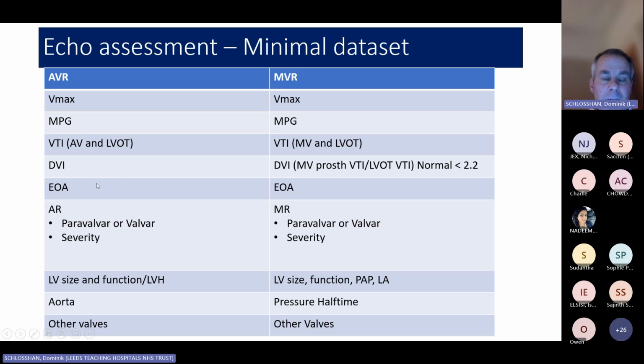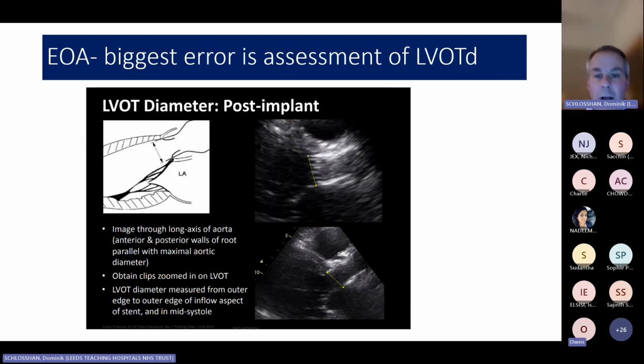The effective orifice area, as I said, I'm not a big fan of, because I just find it difficult to be reproducible, especially getting the correct LV outflow tract diameter. It's difficult enough in native valve disease, but if you have a stent poking into the ventricle, it gets quite difficult. If you insist on measuring the outflow tract, they do seem to be different. We can talk about where you measure the diameter in a stent.